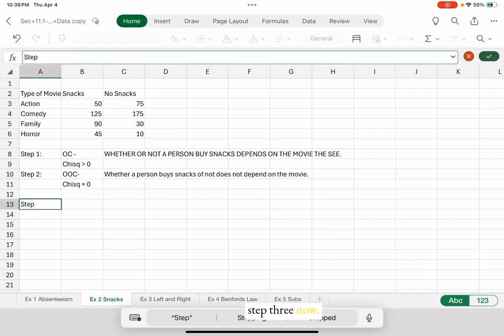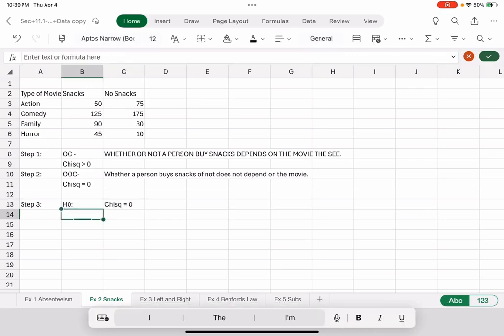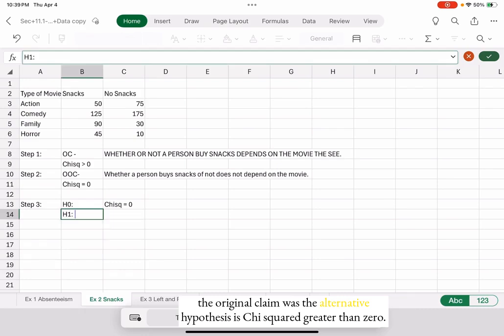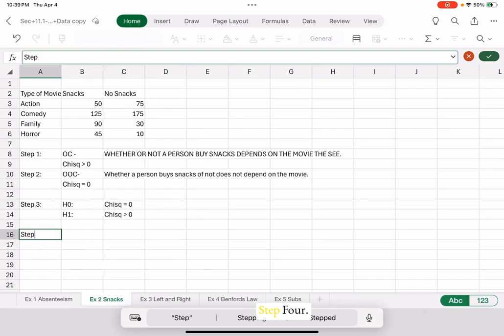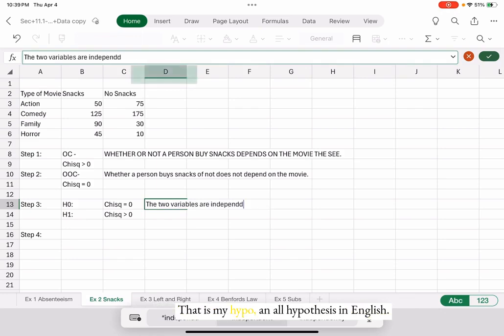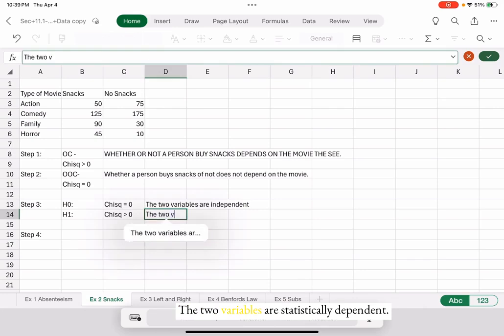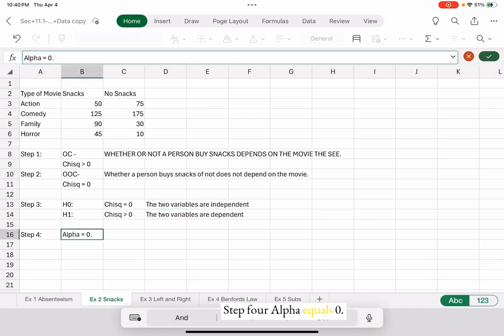Step 3 now, the null hypothesis is always, for these tests, chi-squared equals 0. The original claim was the alternative hypothesis: chi-squared greater than 0. Step 4. The null hypothesis in English is that the two variables are independent. The alternative is that the two variables are statistically dependent. Alpha equals 0.05.